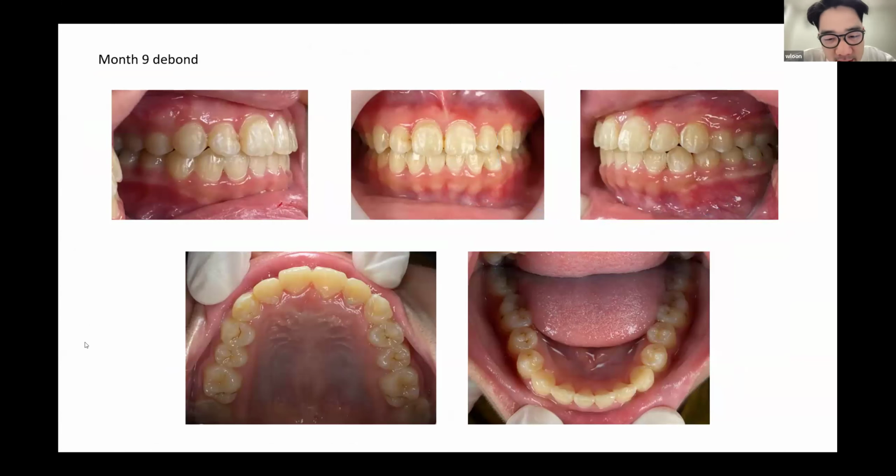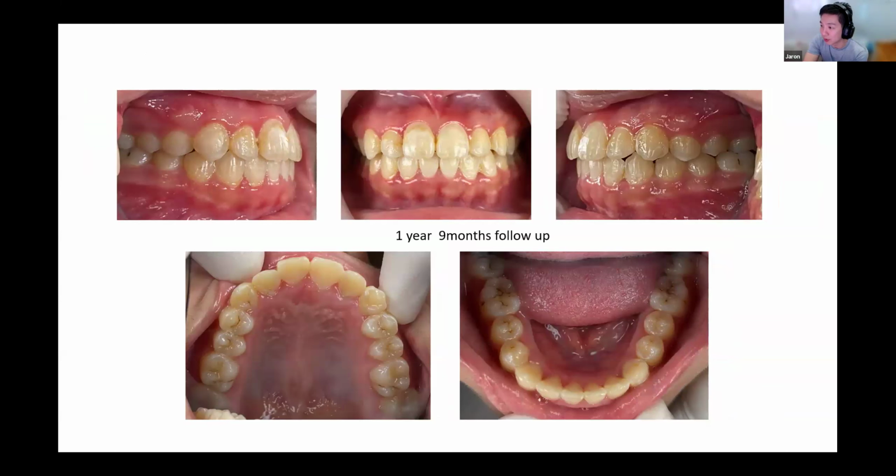Okay. Nice case, nice finish. Oh, thank you. In regards to after the debonding, I have this case that I still follow up even after debond. Let me see. This is month 9, so I debonded on month 9, and then I followed up a year later. Not 1 year, 9 months follow-up.